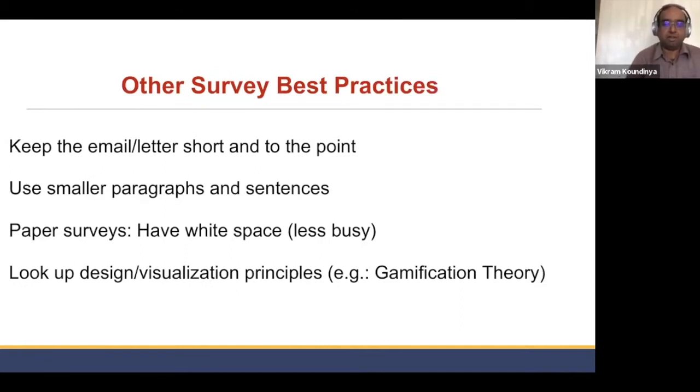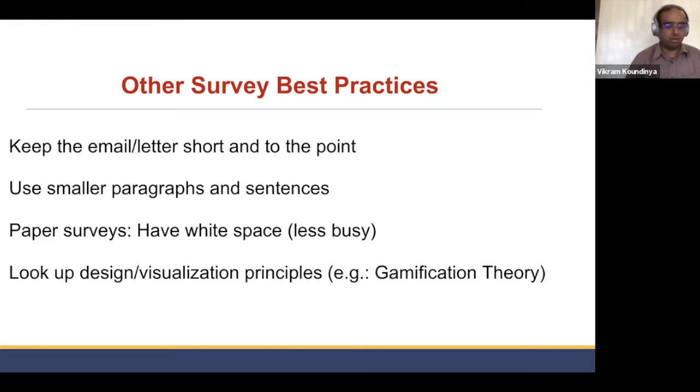And a few other survey best practices applicable for both online and mail surveys. As we discussed, keep the email letter short and to the point, the opening letter, opening screen, and also the email that goes out. Use smaller paragraphs and sentences. And if you're using paper surveys, have more white space, so it makes it appear less busy.